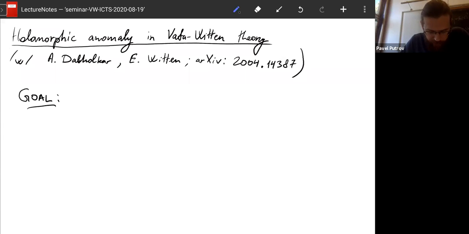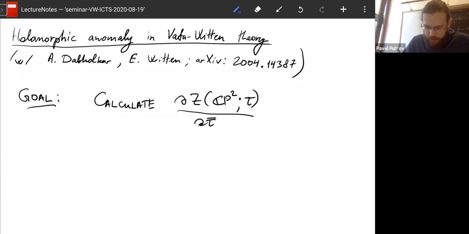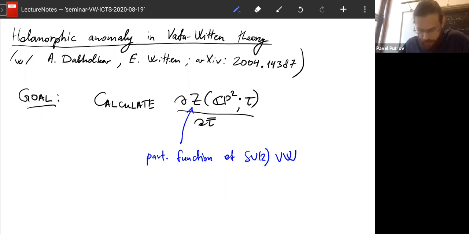The goal can be formulated as follows. We want to calculate the following quantity: the derivative of Z with respect to tau bar, where Z here is a partition function of SU(2), what is called Vafa-Witten theory on CP2. I will explain in more detail what it is later.